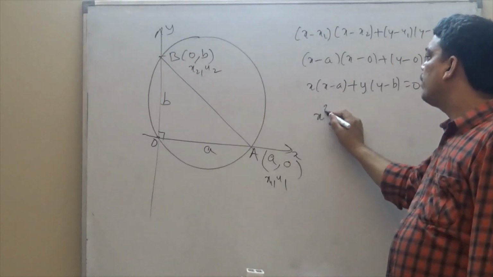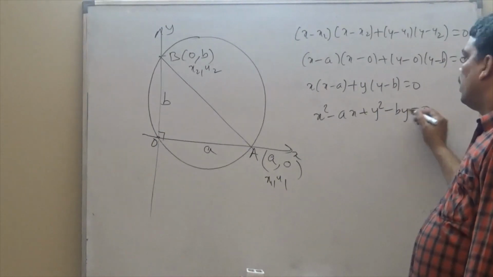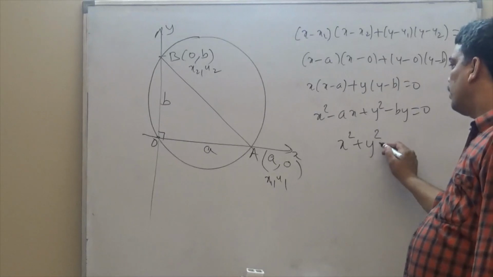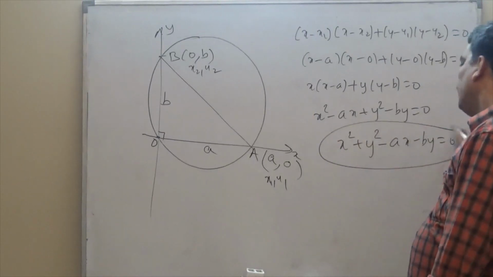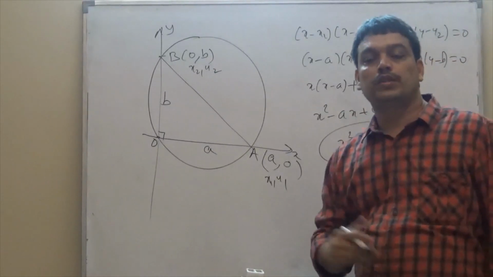So we get x square minus ax plus y square minus by equal to 0. And writing in a proper order, we can rearrange and write x square plus y square minus ax minus by equal to 0. So this is the equation of the required circle. I hope all of you have understood the diametric form.